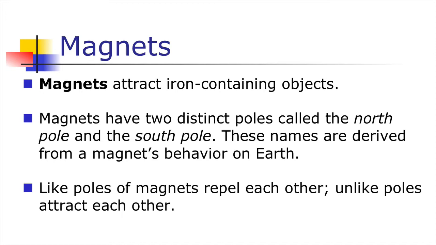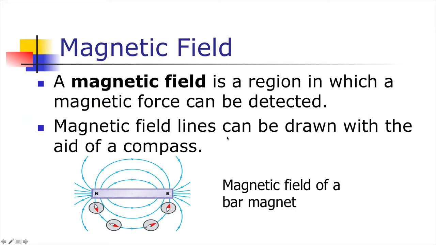So like poles of magnets, if you take two pieces of magnets and bring them close to each other, they repel each other if their like poles are close to each other. On the other hand, if you bring the south pole against the north pole of another magnet, then they will attract each other. Okay.